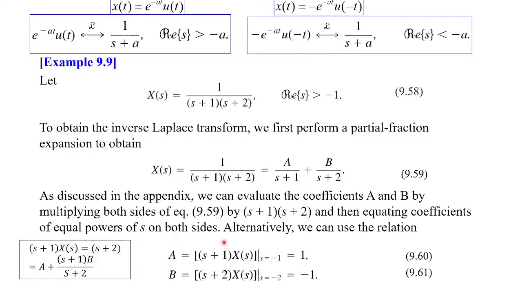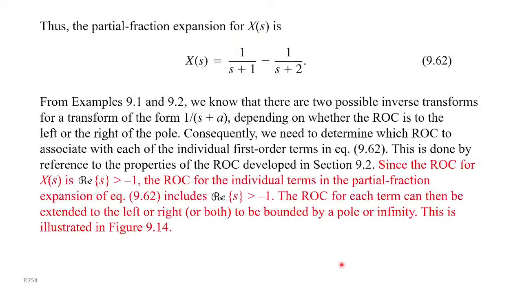It's not necessarily that much faster than multiplying out, but anyway, you can similarly do this kind of calculation to get B. So you can do partial fraction expansion, and you get X of s equal to 1 over s plus 1 minus 1 over s plus 2.